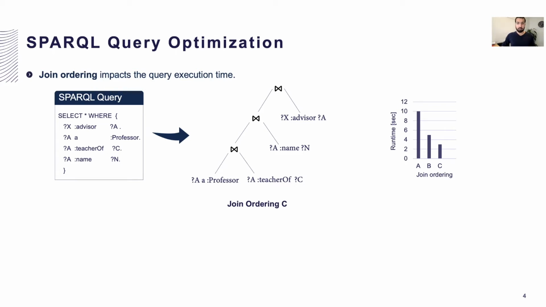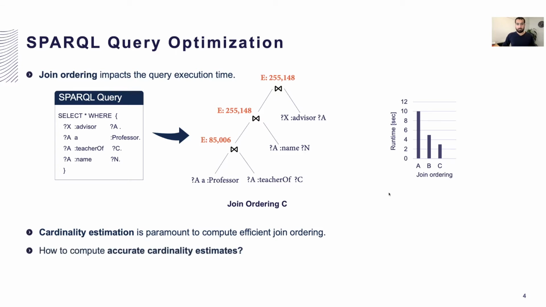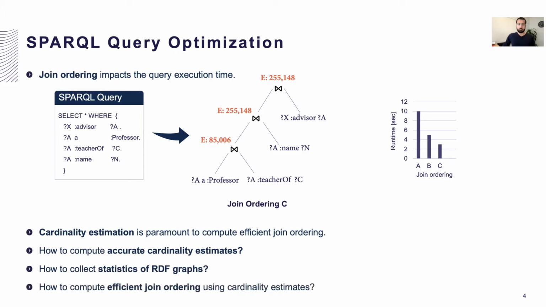Cardinality estimation comes into account to compute efficient join ordering. For example, joining triple patterns by estimating their cardinalities. For these triple patterns, these are the estimated cardinalities. How can we compute efficient cardinality estimates? How can we collect statistics of the RDF graph? And how can we compute efficient join ordering using these estimates? We need the structural information of the RDF graph to compute these estimates.